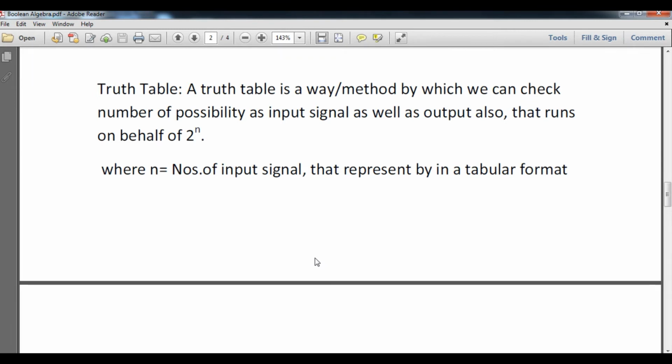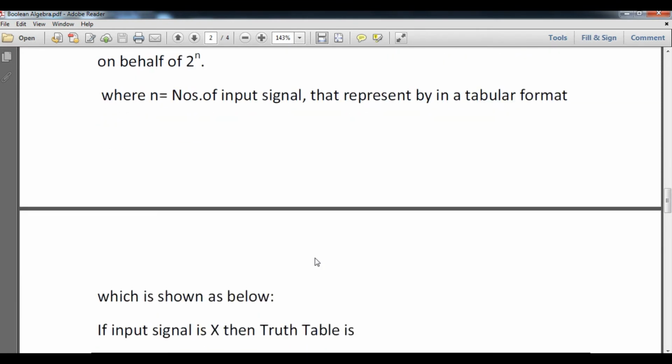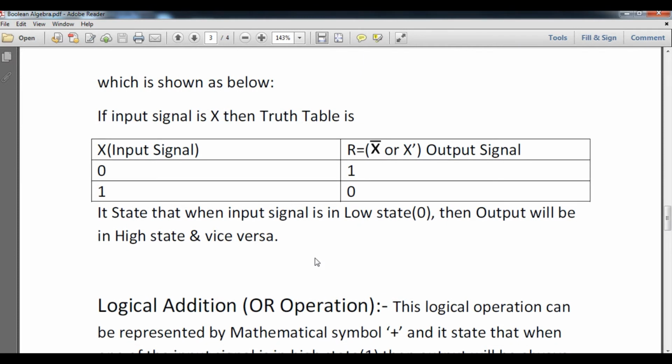Okay, students. So the truth table is actually a tabular format analysis for a digital circuit, and we can say for Boolean algebra, in which we compare the number of input signals and their combinations of variables to get what output will come, on the basis of 2 to the power n. Here n is the number of input signals, represented in a tabular format. So if we are talking about the NOT operation, and the input is x, the truth table will be presented like that. Here x is the input signal and r is the output signal, where r is equivalent to x prime or x bar.